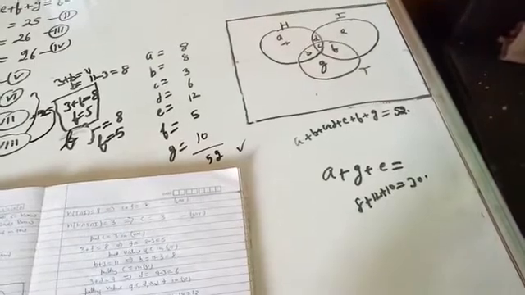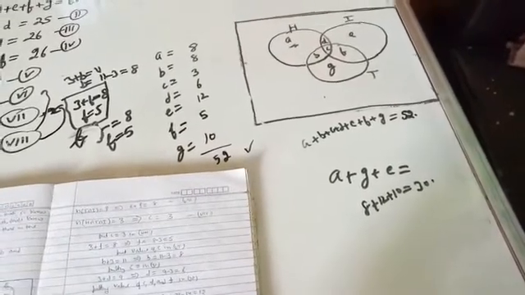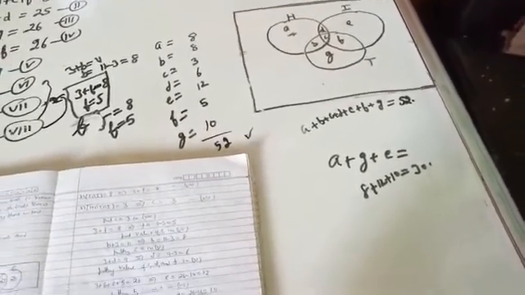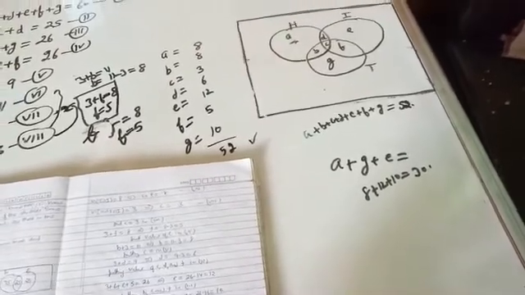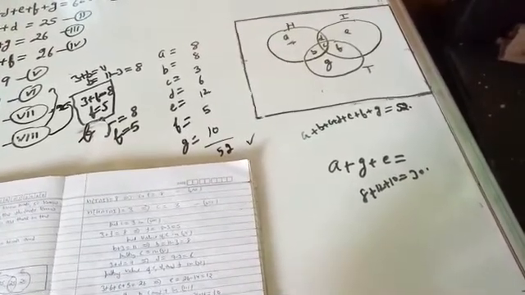And the next question, the last question of the miscellaneous, you can also do with the help of this type of diagram. And from tomorrow we will start the next chapter, that is relations and functions.